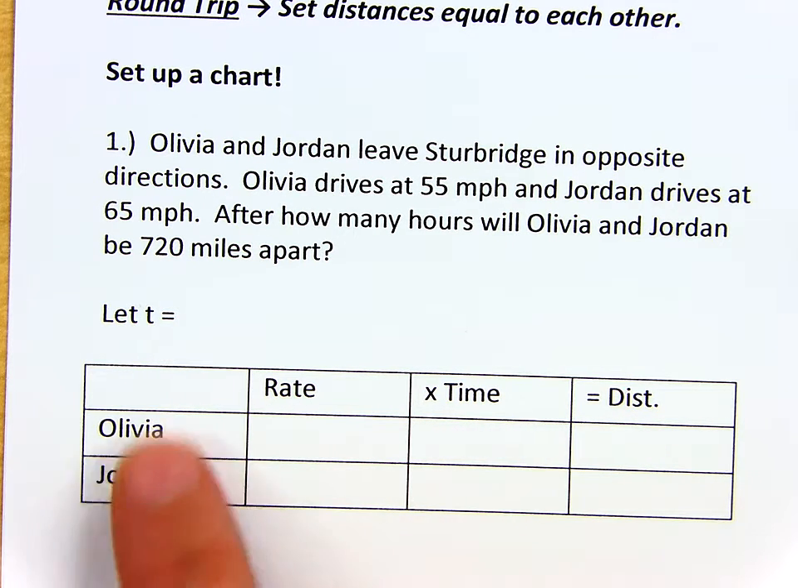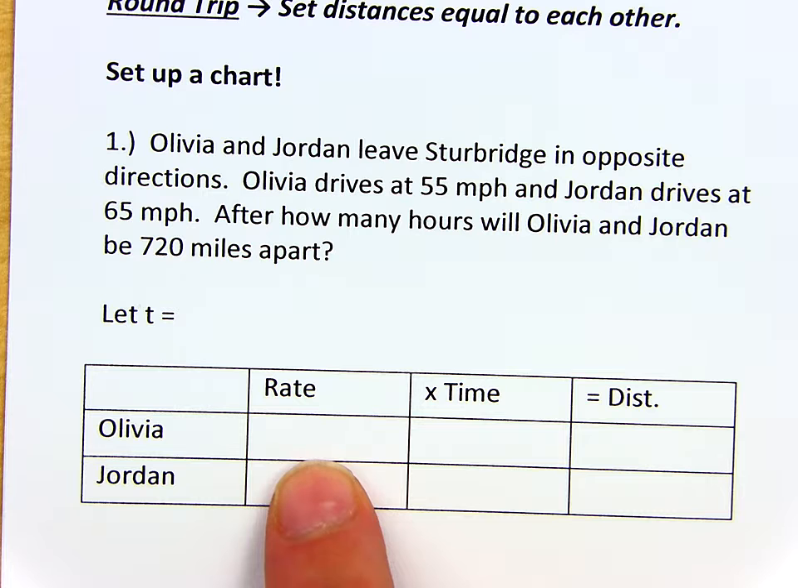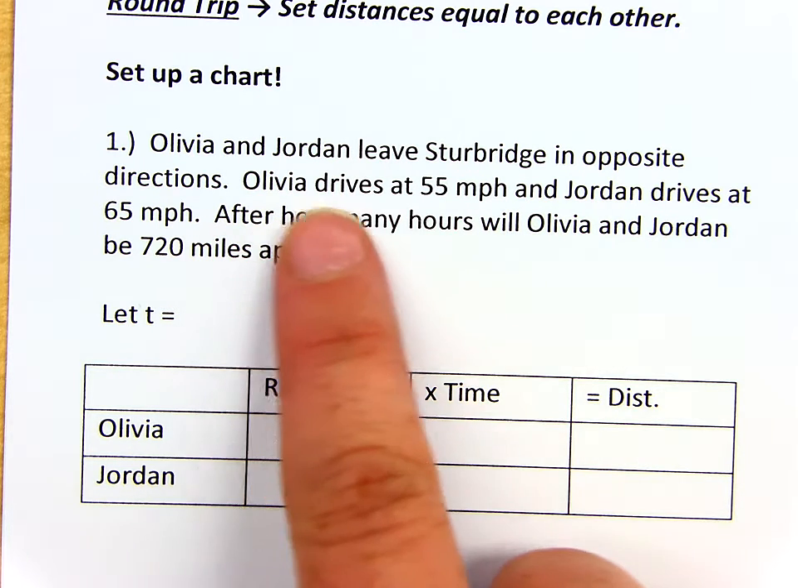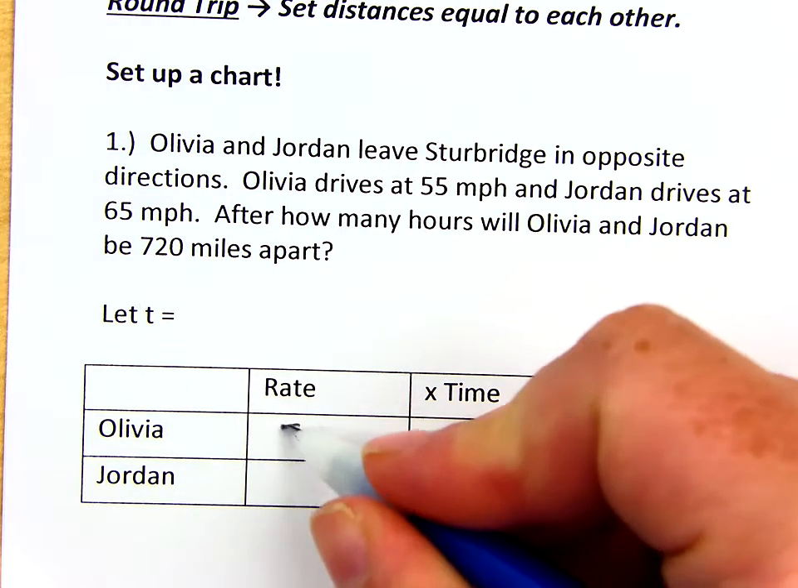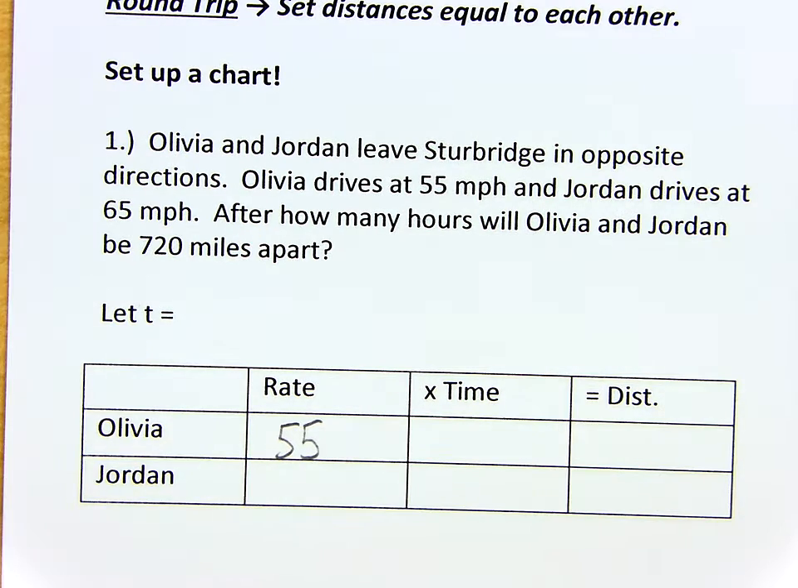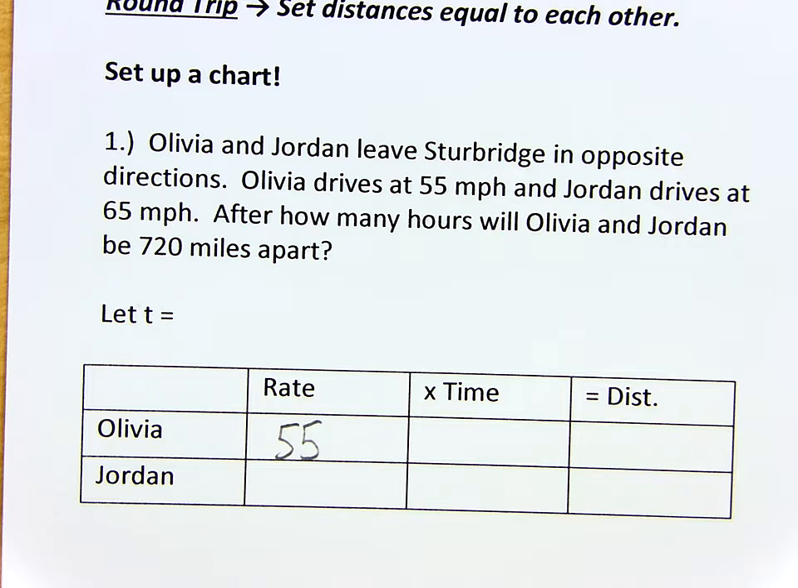There's two people, Olivia and Jordan. Do you know Olivia's rate? Remember, rate is just another word for speed. Do you know Olivia's speed? 55. It said it right in there. Olivia drives at 55. I'm going to put in a 55 for Olivia. That was easy. Jordan. Do you know Jordan's rate? 65.